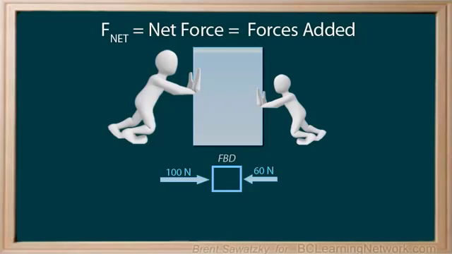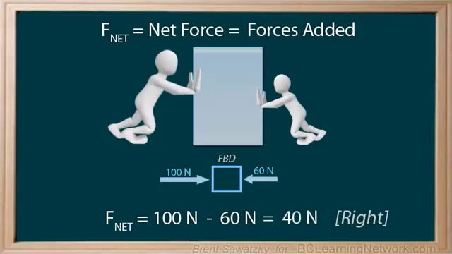So they wouldn't add the same anymore, would they? Your friend's force would be canceling out part of your force. So you're pushing harder, so the net applied force experienced by the box is your force, 100 newtons, minus your friend's force, 60 newtons, which equals 40 newtons to the right. So we would say that the net force on the object is 40 newtons to the right.